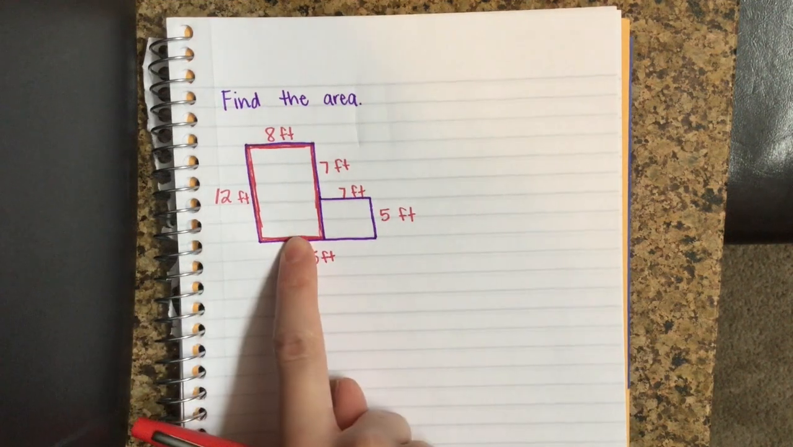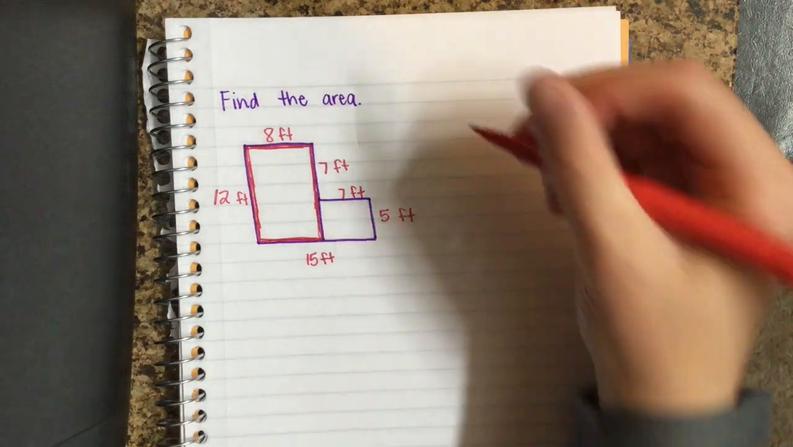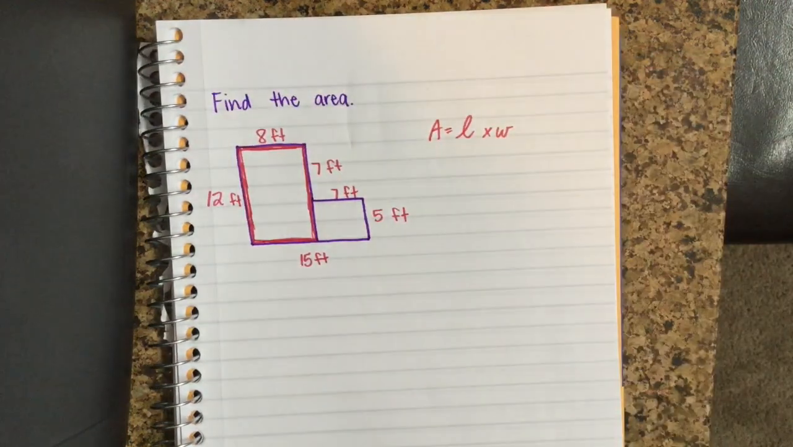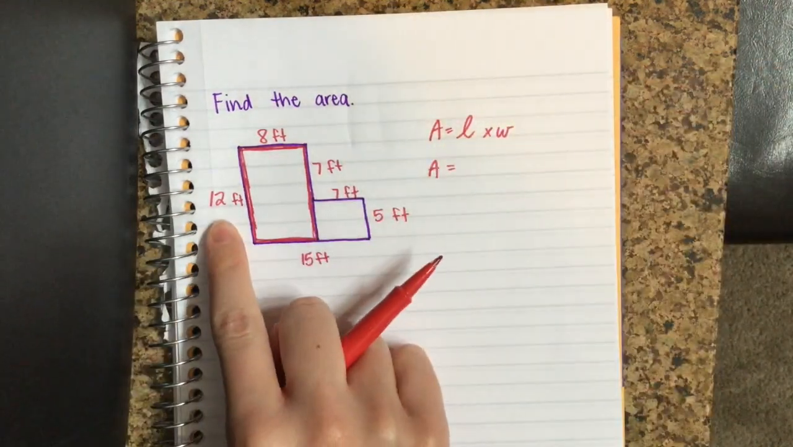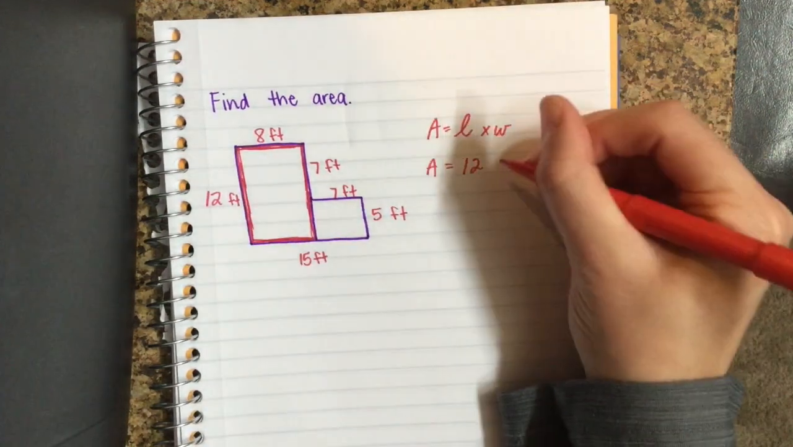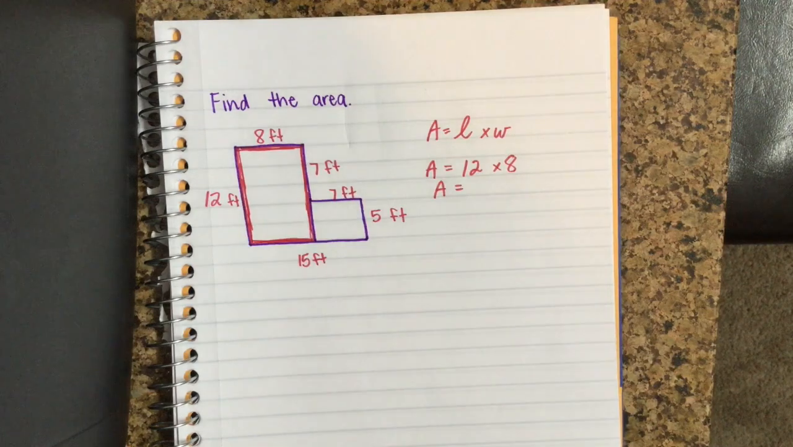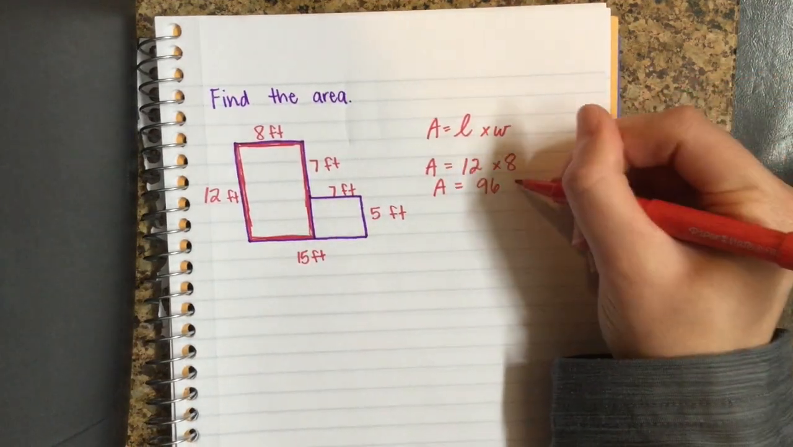So the first thing we want to solve is this rectangle that I highlighted in red. We know our area equals length times width. We don't know the area. We know that our length is 12, and we know that our width is 8. So 12 times 8, we would get 96 feet squared.